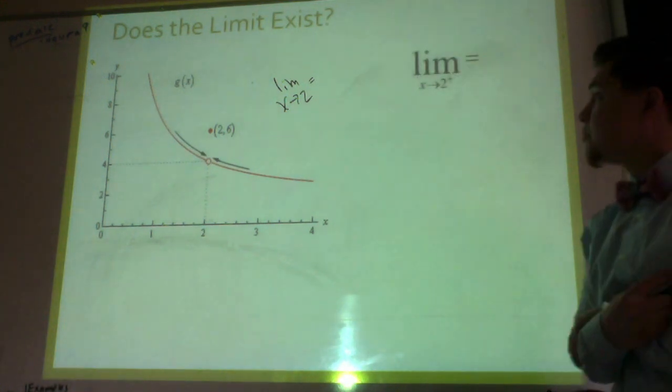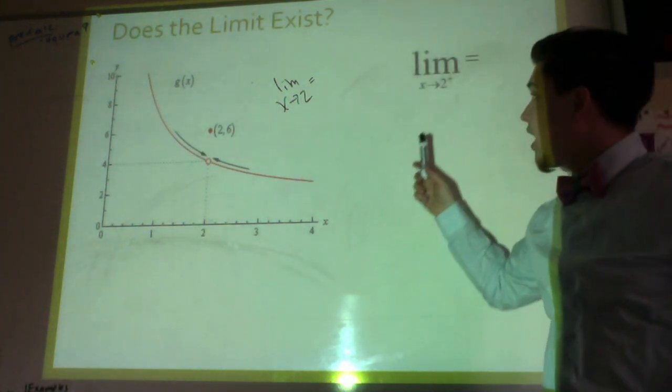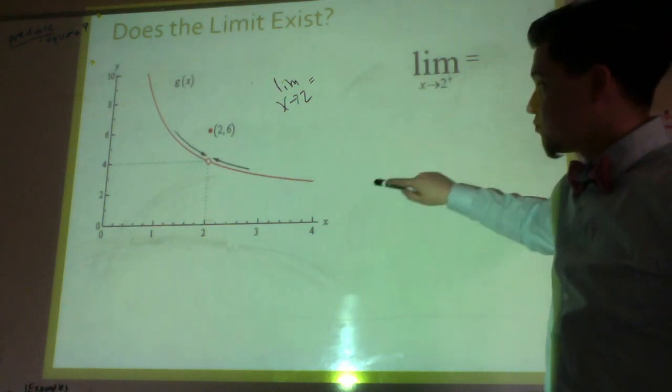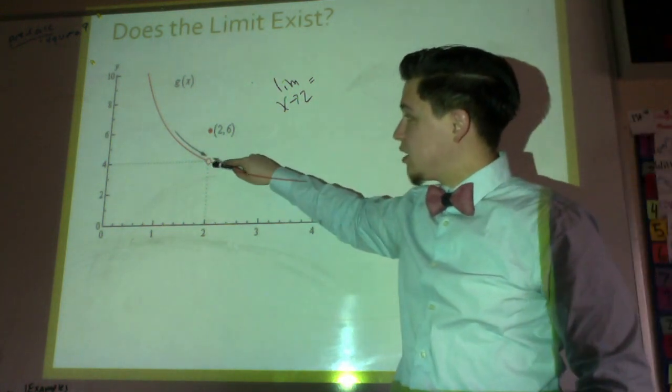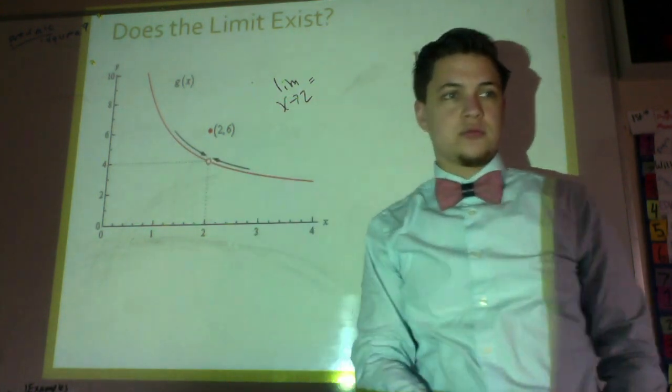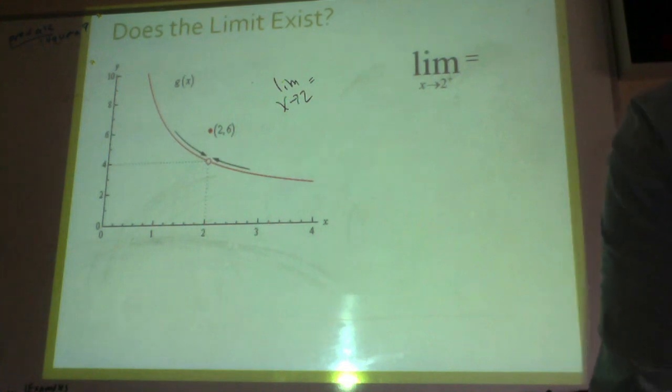Let's calculate the right-hand limit. The limit as x approaches 2 from the right, follow your graph from the right, the limit at 2 is 4. Right? So the limit there is 4.